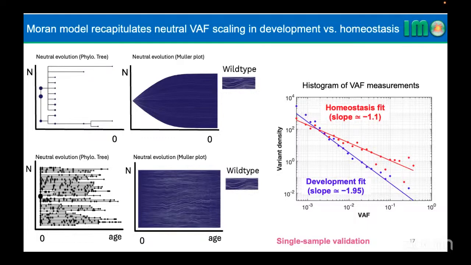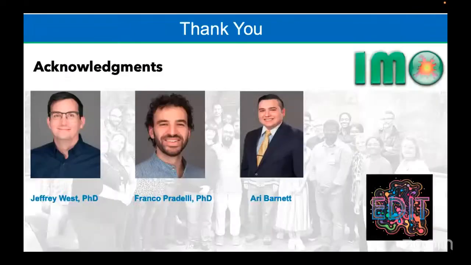The reason is that in adulthood we have more mutations over the course of age. When we have more mutations, then we have more high VAFs in general. That's why the slope is -1 in one case and -2 in the other.